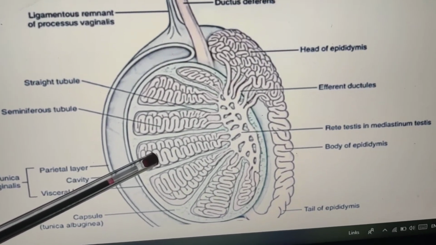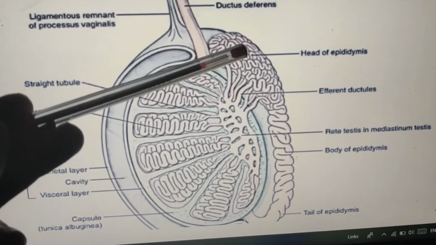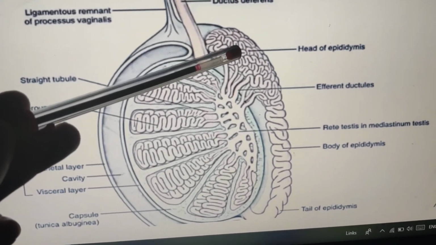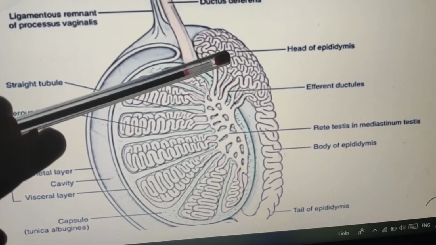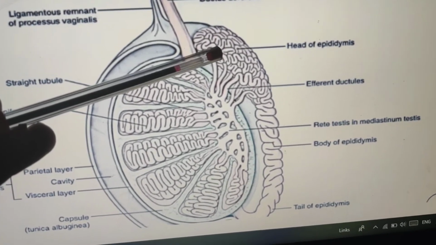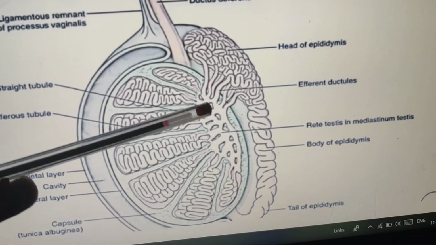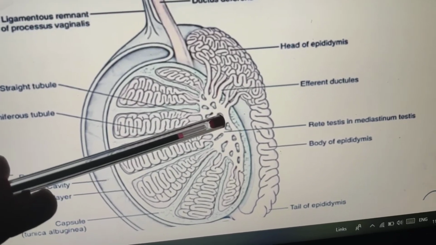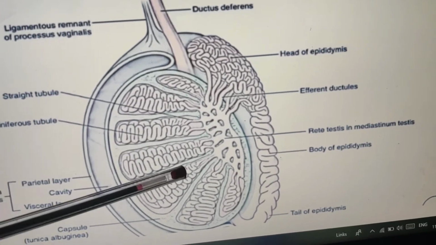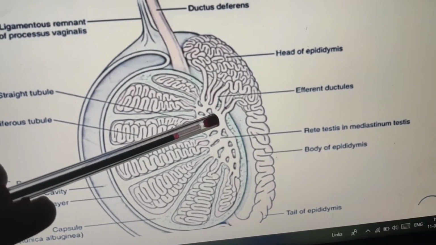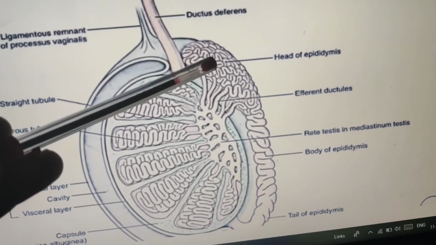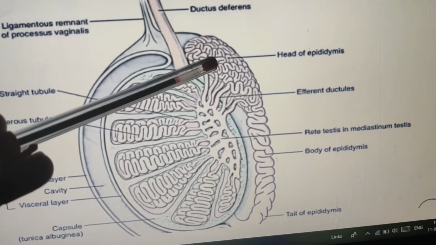These seminiferous tubules open inside the head of epididymis through vasa efferentia by this rete testis. All these join together to form rete testis, and it opens into the vasa efferentia present in the head of epididymis.